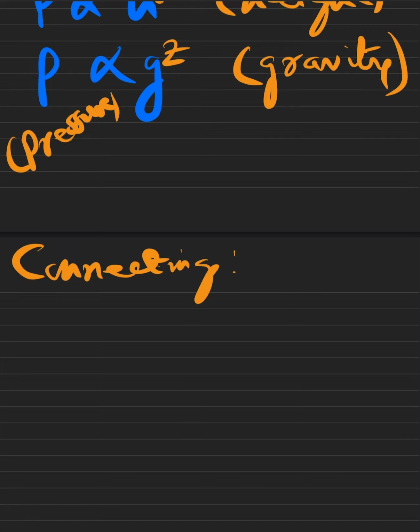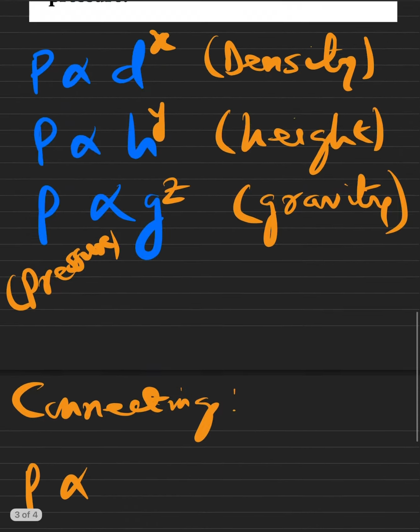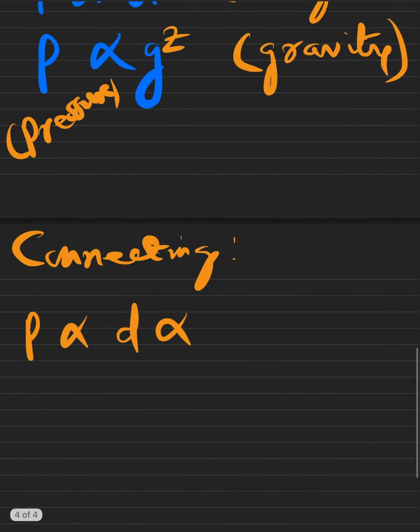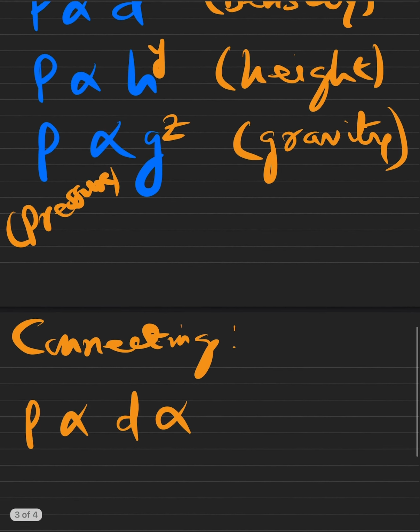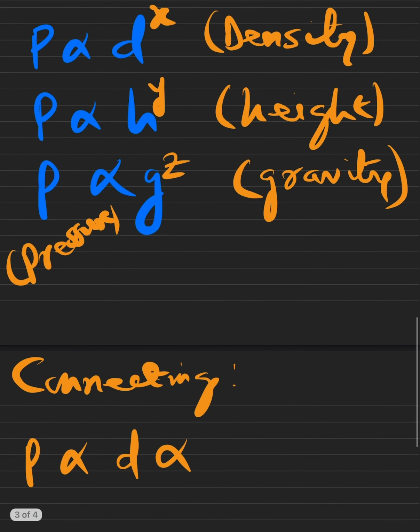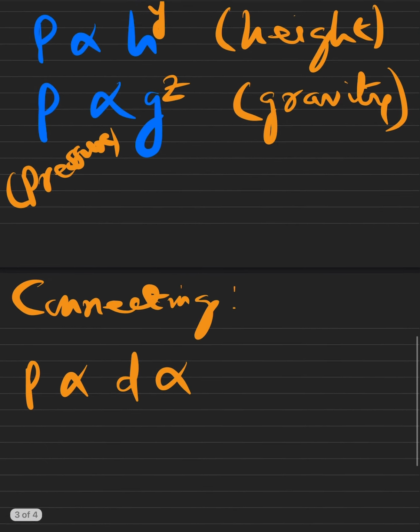By connecting, you are going to have the P to be directly proportional to the density. We usually use D as the distance, so I missed that. We usually use rho for the density. But since the question says we should use D for density, no problem. Let's just use D for density.